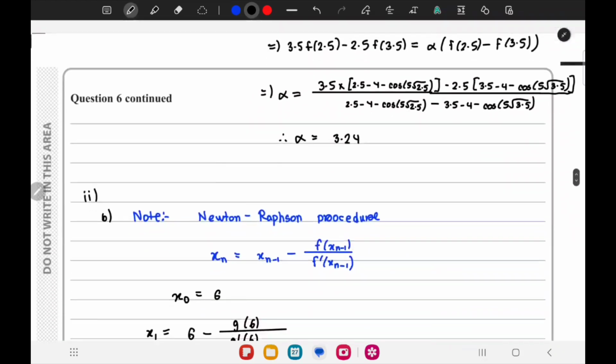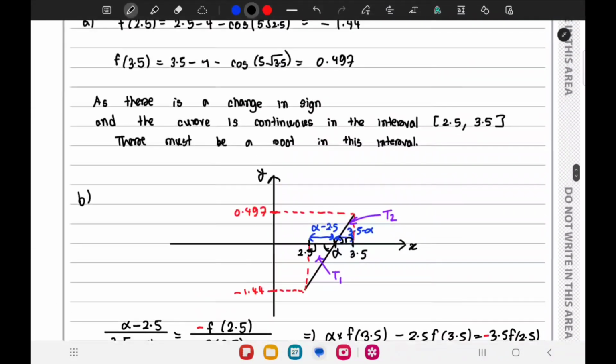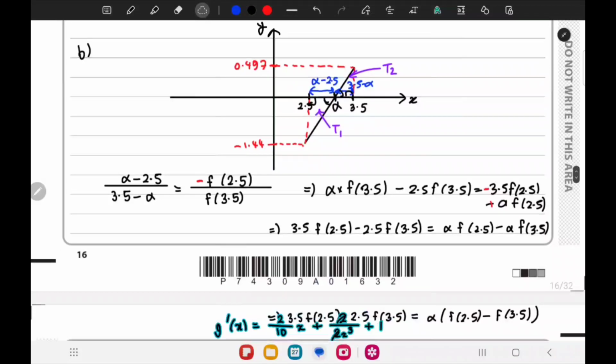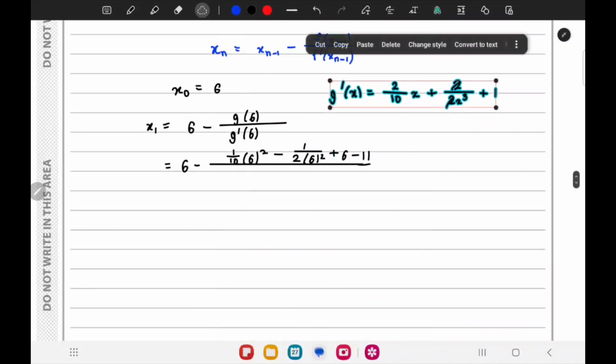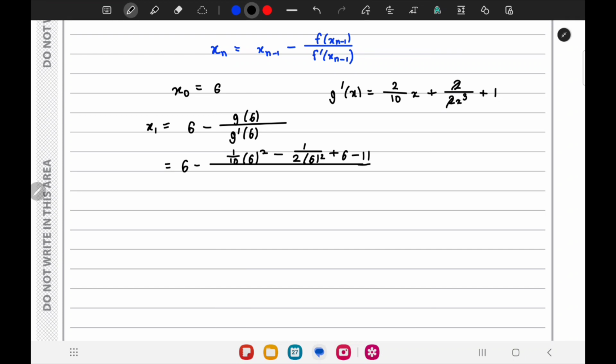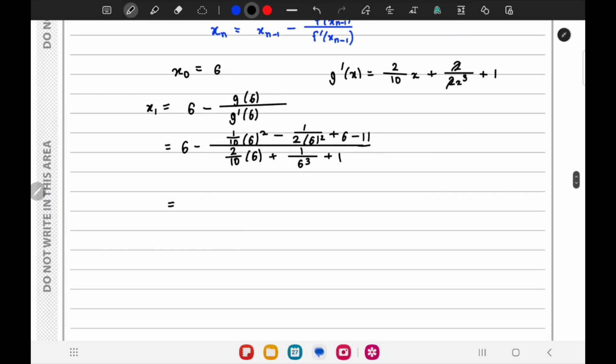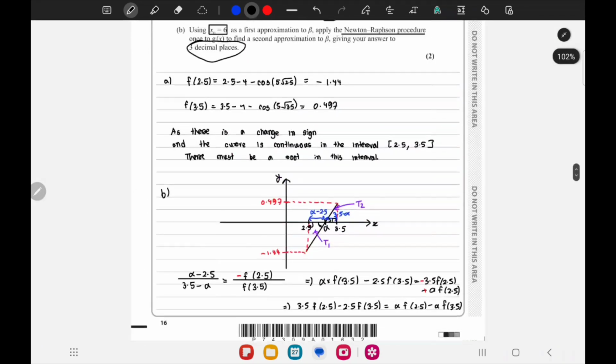For g prime of 6, g prime is this expression over here. We'll put 6 in this, so 2 by 10 times 6 plus 1 by 6 cube plus 1. We'll get a value of 6.641, and that's the value of beta. That's it with this question.